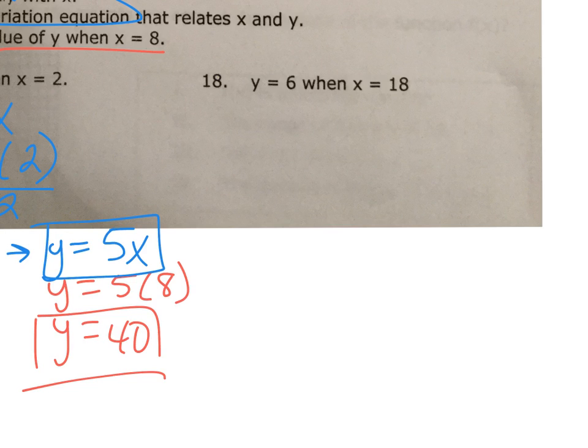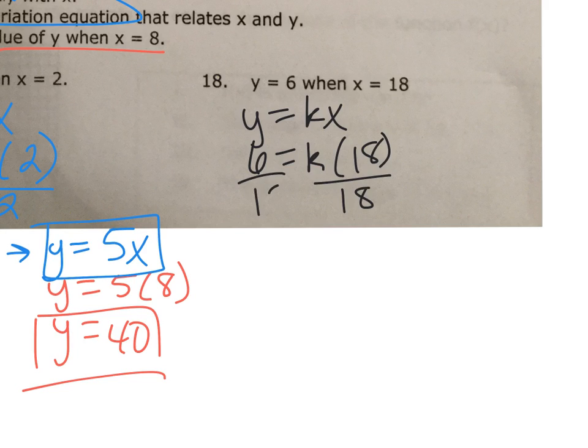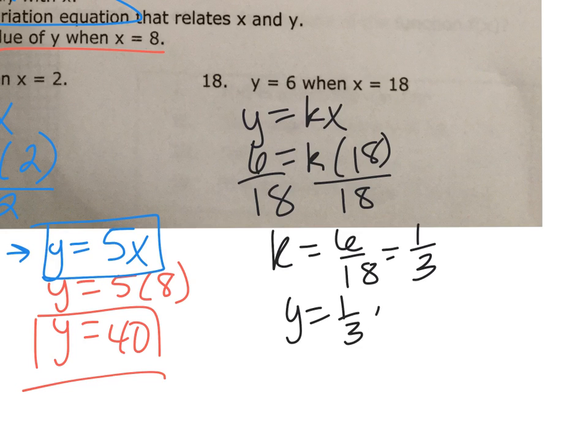Okay, number 18, same thing. He's black. You'll see it better. This one's kind of dark. Y equals kx. So y is 6, k is what I'm looking for, x is 18. Again, divide. So k equals 6/18, which simplifies to 1/3. So y equals 1/3 x is my first answer.